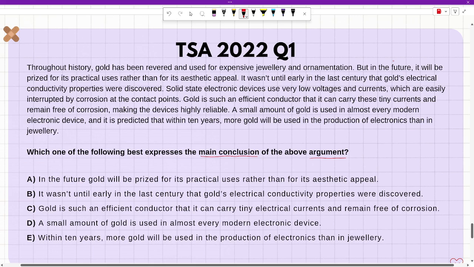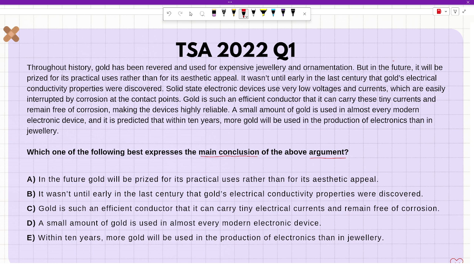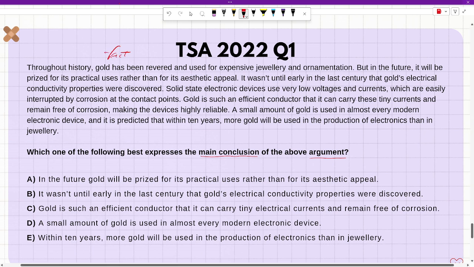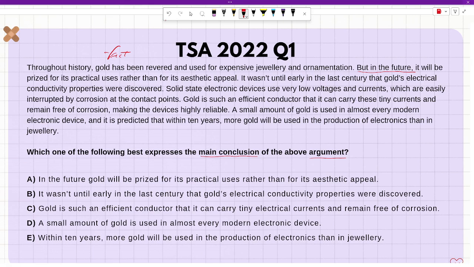Argument. Okay. Now let's read the passage, look for any keywords that we can use, and try to find the main conclusion of the passage. Then we make our own conclusion. Okay. Throughout history, gold has been revered and used for expensive jewelry and ornamentation. So this is the fact. But in the future, this is a counter argument. So we know that it's coming soon. This is a keyword that we should be looking out for. It will be prized for its practical uses rather than for its aesthetic appeal.